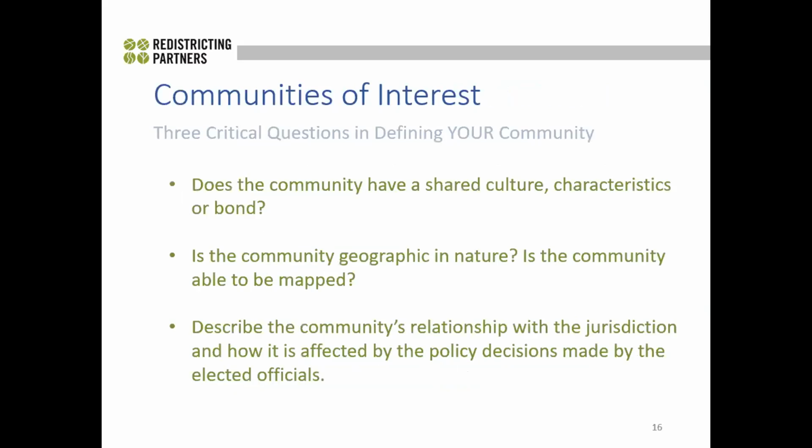Also, does the community have a shared culture, characteristics, or bond? Is the community geographic in nature? Is the community able to be mapped? Describe the community's relationship with the jurisdiction and how is it affected by the policy decisions made by the elected officials?